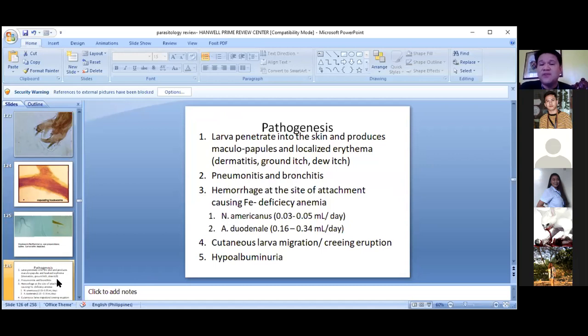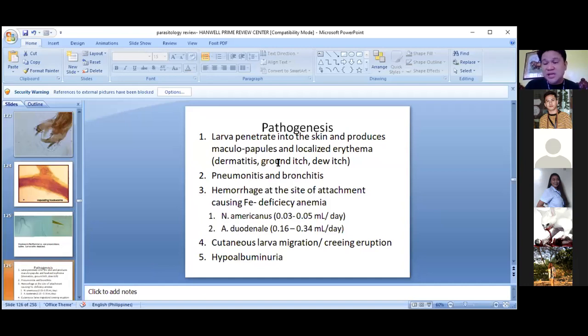When the larva penetrates the skin, it will bring about maculopapules or localized erythema. Makati kasi masyado yan. Dahil sobrang kati, kakamot ka. Naintindihan? And in which case, dahil kakamot ka, magkakaroon ka ng dermatitis. The other term for dermatitis would be ground itch.